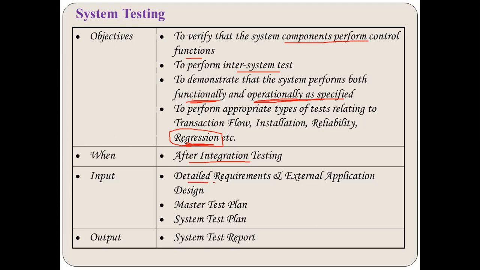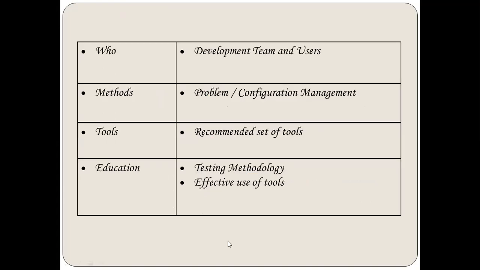Input, what are the inputs? You need to have detailed requirements here because you are going to check the functionality. So functionality is based on the requirements of the customer. Master test plan you need, and you need the system test plan. What is the output? The output is the system test report. Who does it? Now here the system testing is being done by, as I told you in the earlier slide, the development team and the user. Development team means the tester or the developer, and the user is also involved in this particular testing because it is going to test whether it is working in the right manner or not.